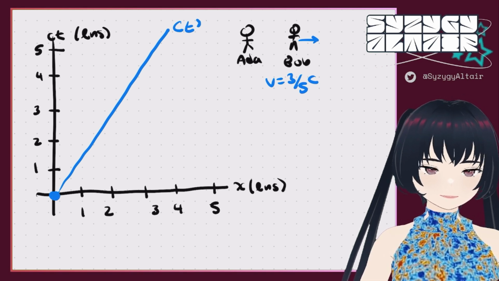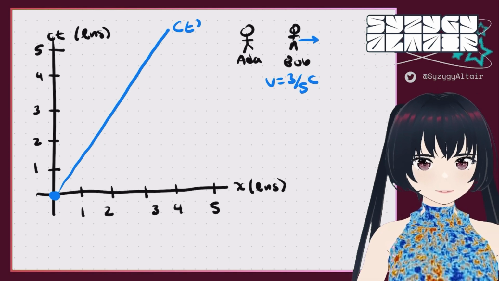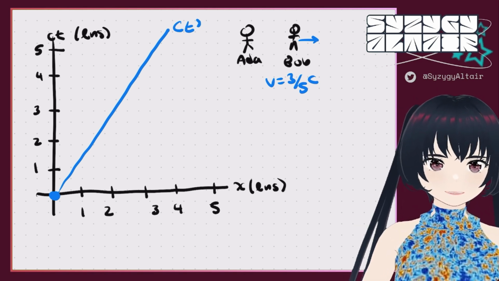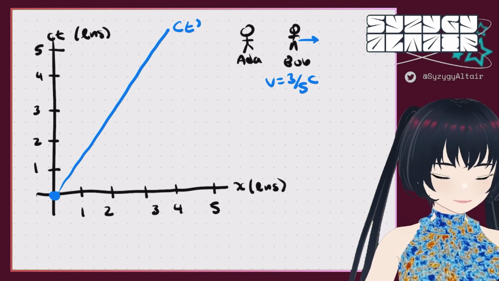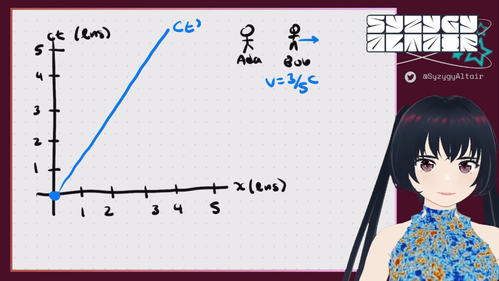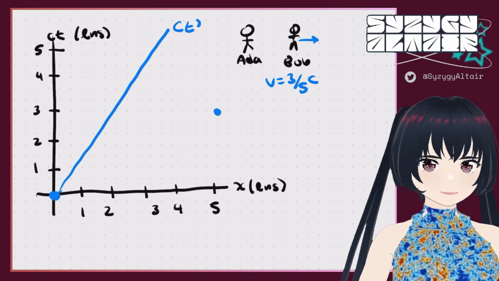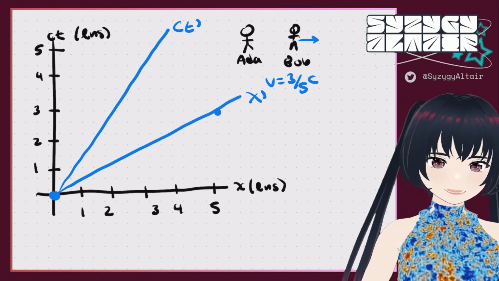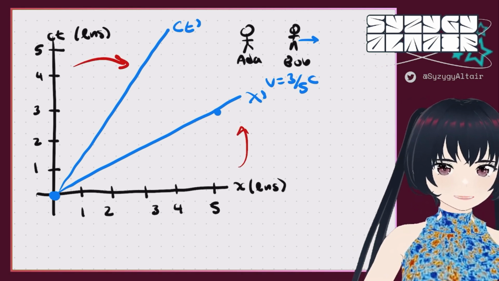Similarly, we can start the x prime axis at t prime equals 0 for Bob. We also know that the slope of the x-axis must be the inverse of the t-axis slope, so it would have slope 5/3. Now if we draw this, we can see that for Bob's reference frame, the x-axis has tipped up to form the x-prime axis, and the t-axis has tipped down to form the t-prime axis.